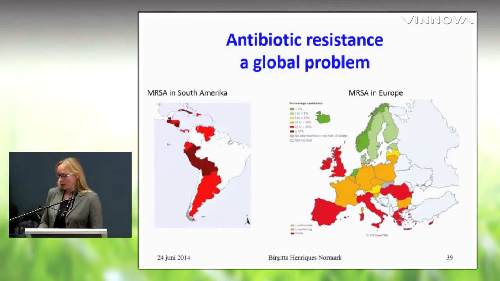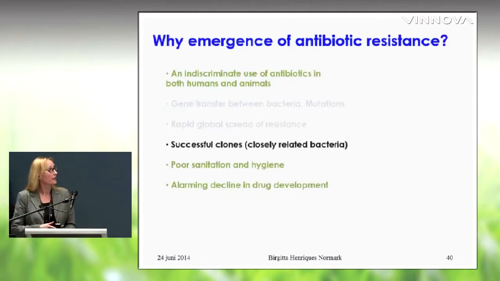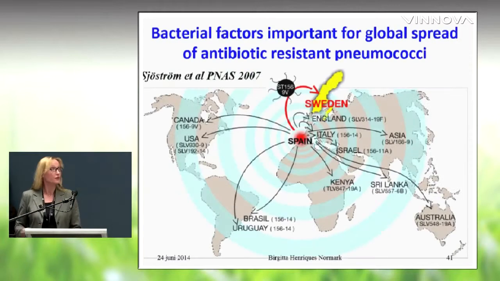But I mentioned the successful clones. These are bacteria that are very closely genetically related. They have approximately the same kind of factors that promote the spread. And we can see that, for example, if you look into certain bacteria, the same kind of bacteria are found in several parts of the world, so they're really spreading globally. That's the case for MRSA, but this is also the case in another example that I will show you here.